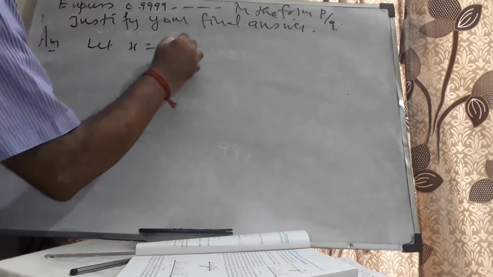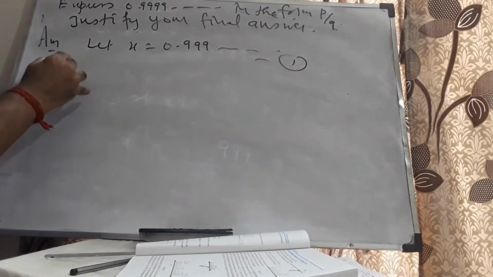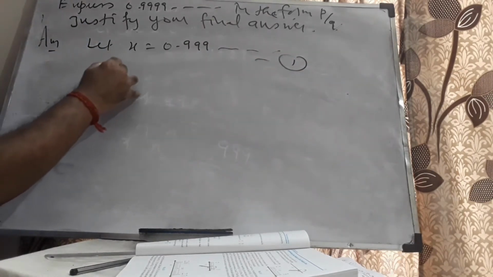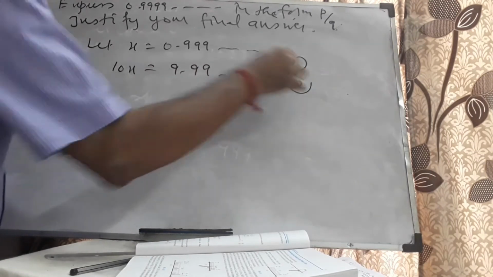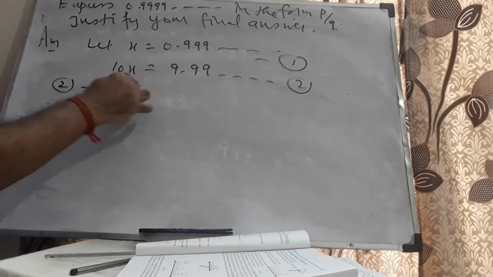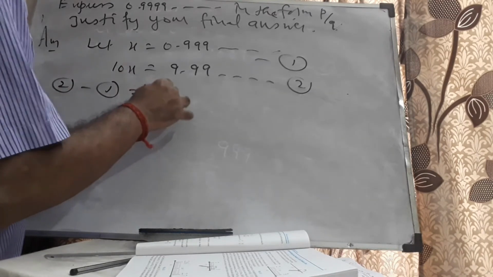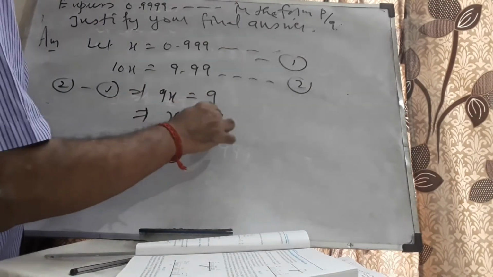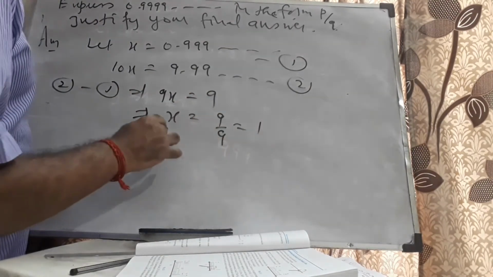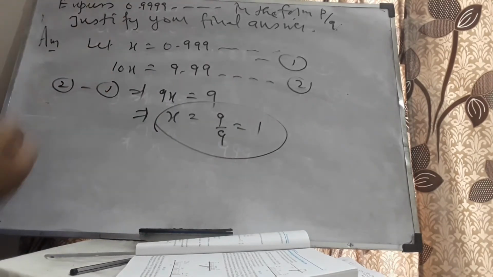Let x be equal to 0.999 up to infinity. Now 10x will be equal to 9.999 etc. Now subtract equation 1 from 2. For 9x is equal to 9, the decimal part gets cancelled. Therefore we end up with 9 by 9 is equal to 1. Of course, 1 is a whole number and here it is in terms of decimal.